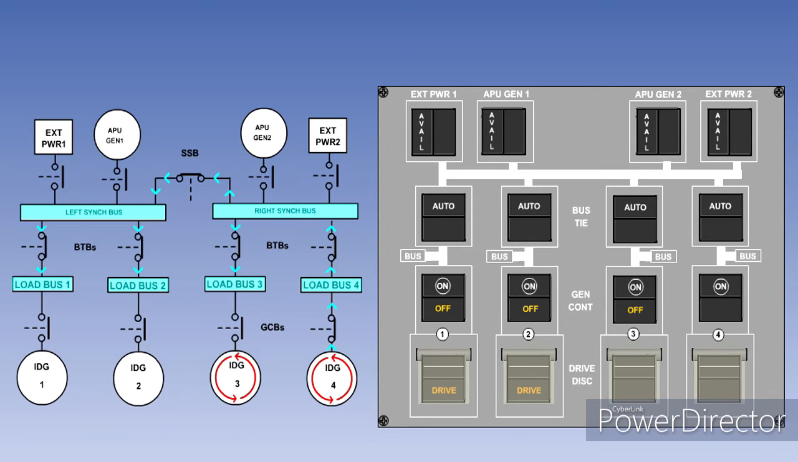As each subsequent engine is started, the output voltage, frequency and phase rotation of its generator are adjusted to align with the voltage, frequency and phase rotation of the generator or generators already supplying the busbars. And when all are aligned, the associated GCB will close, allowing the generators to operate in parallel. The APU will be stopped and external power will be disconnected prior to taxi. So with all generators operating normally, the control panel will look like this.